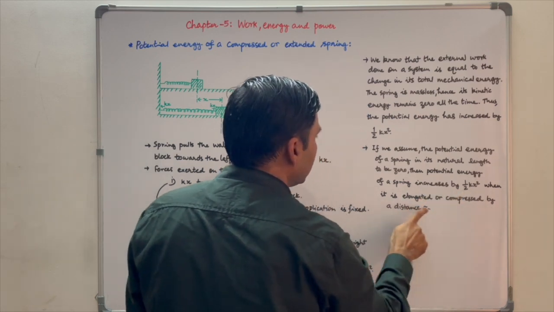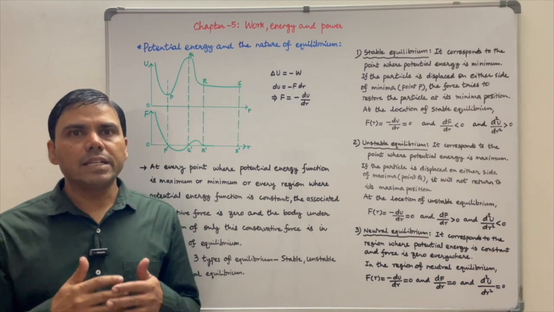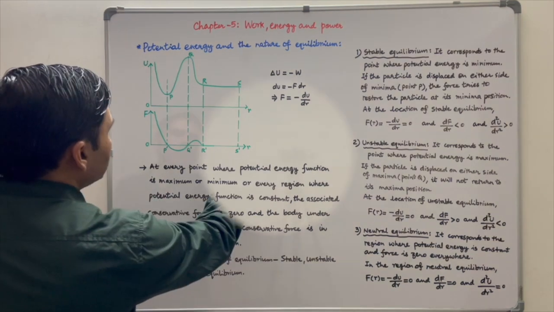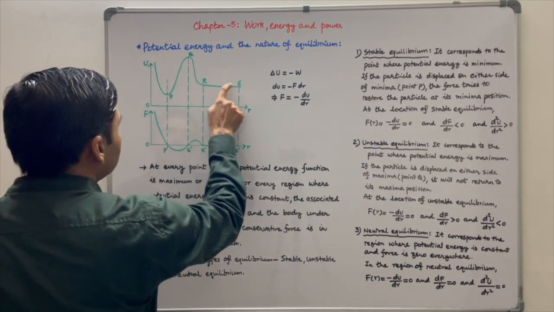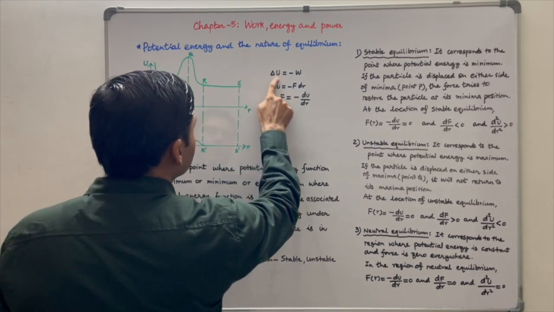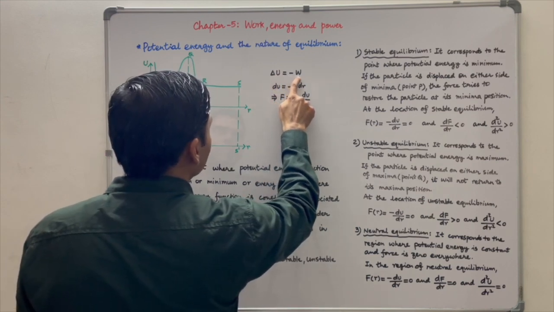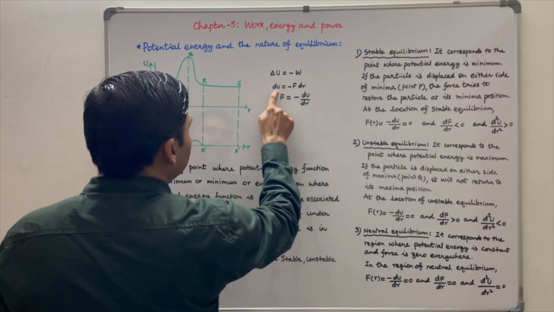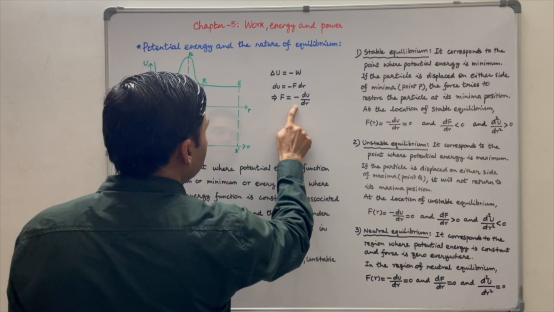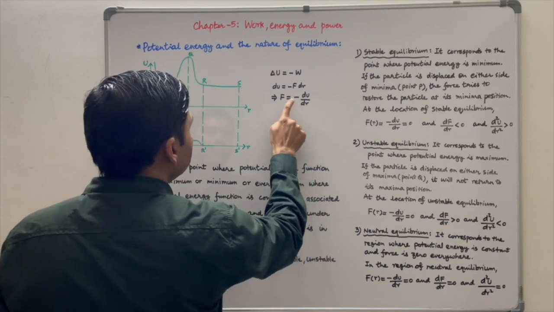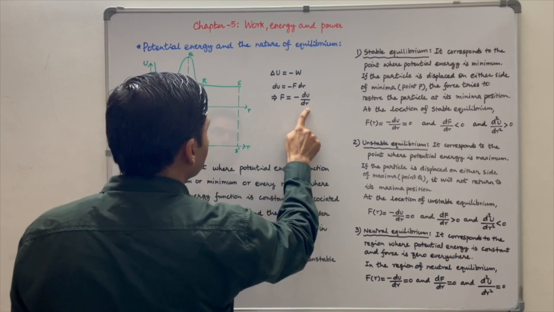Now let us understand potential energy and the nature of equilibrium. Suppose a particle's position and its potential energy graph is given. We know that change in potential energy is equal to negative of work done by the conservative forces. So we can write dU is equal to minus F dr, or F is equal to minus dU by dr. That means conservative force is equal to negative of slope of the curve.